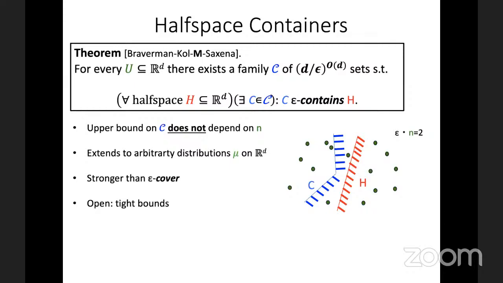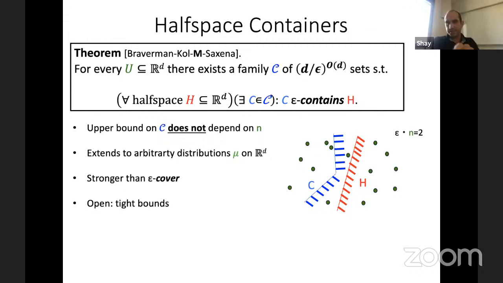So if you have n points arranged, let's say uniformly on a circle, and we are only considering hyperplanes, let's say half spaces which pass through the origin, then are the blue things in your picture roughly what will do the job? Yes. So in the plane, the family of containers will look like the blue pictures. It's a union of two half spaces, two half planes.